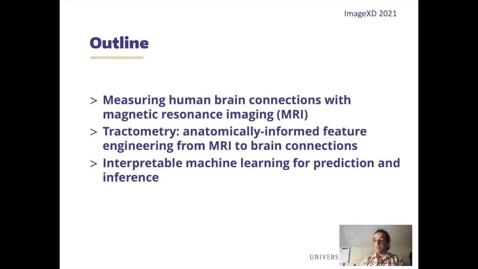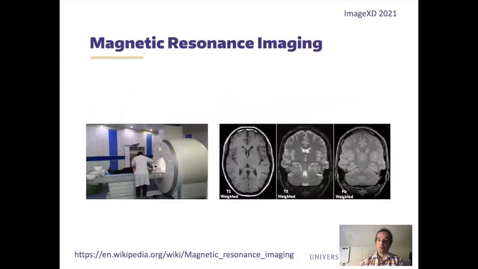This uses the known anatomy of the brain to generate features, to do feature engineering for statistical analysis and for machine learning methods that go from the MRI images to brain connections. And then we take these features and we use a variety of machine learning methods in order to do predictions and inference based on those, about what's important about these features for a variety of different behaviors and other properties of different individuals.